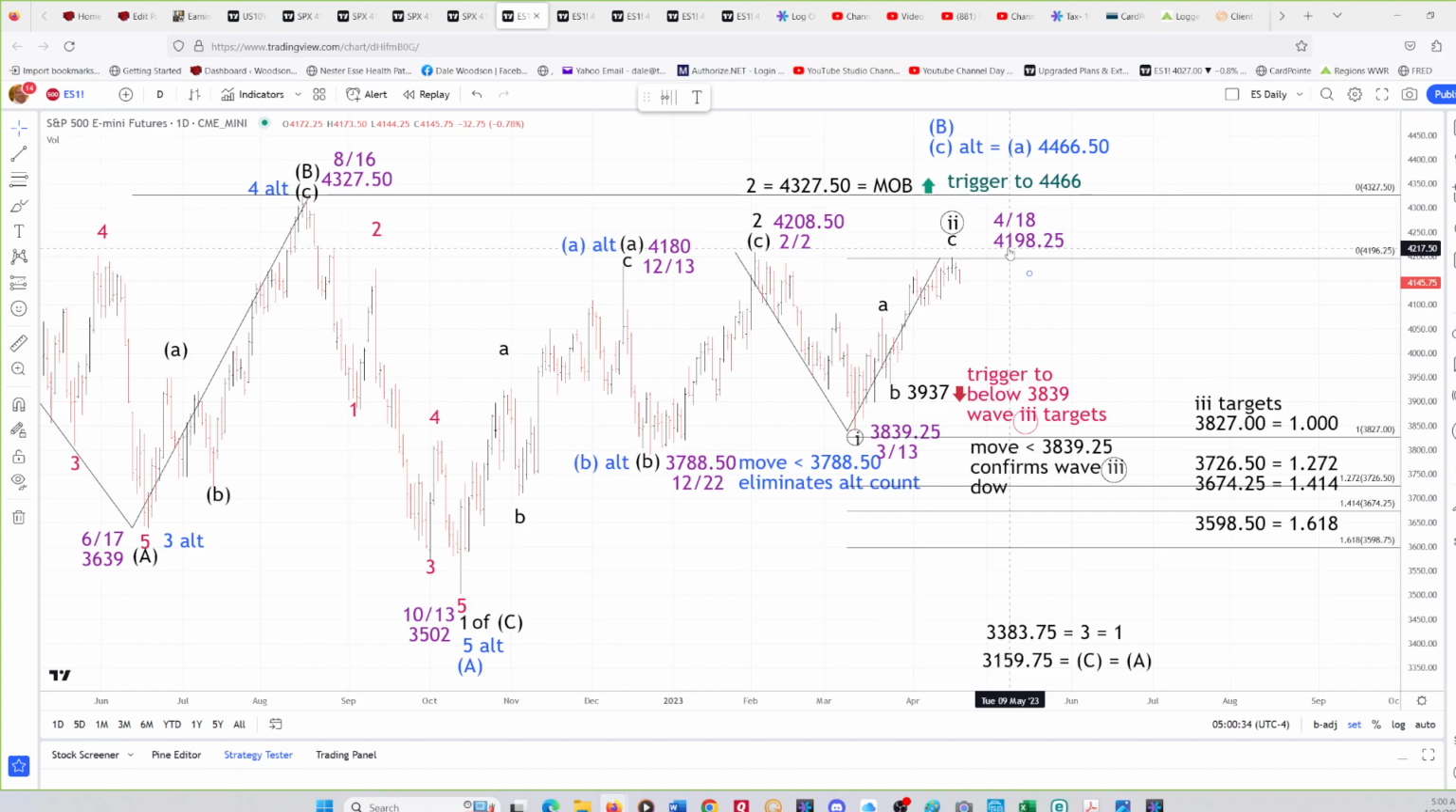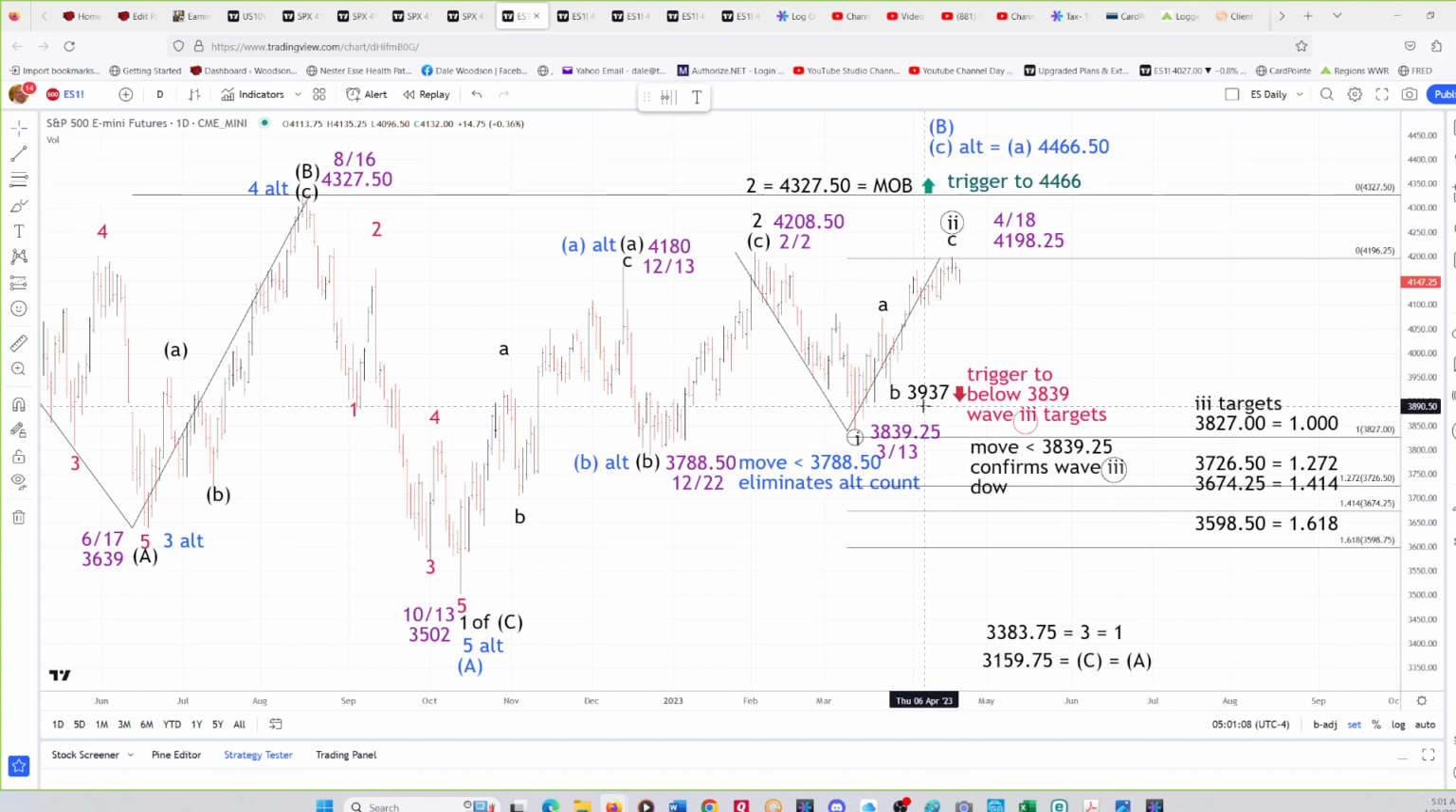We can get into that later. We've been given these triggers here. Okay, a move above this 43.27.50 high triggers the alternate count, which is in blue, which you can see here. Okay, it was a 3, 4, 5 for wave A here, and an A up, a B down, and a C up to 44.66 for the larger wave B in parentheses. That's the alternate count, and a move above this 43.27.50 triggers the move up to the alternate count target there.